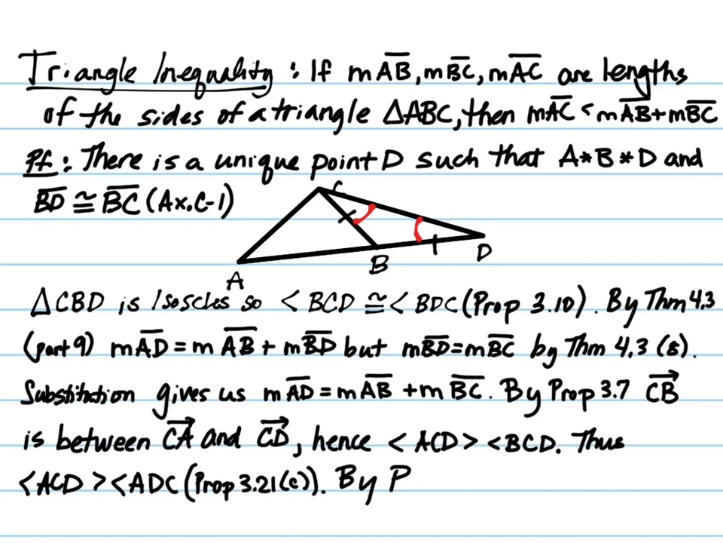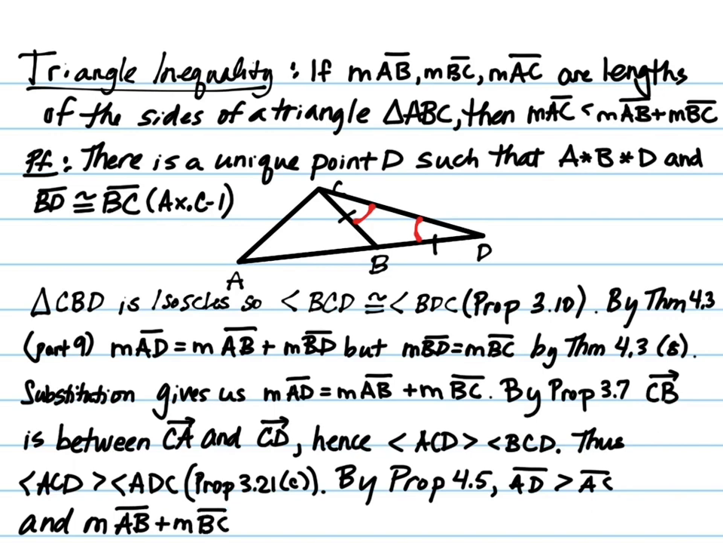Finally, by proposition 4.5, side AD is then greater than side AC. And then the measure of AB plus the measure of BC would have to be greater than the measure of AC.